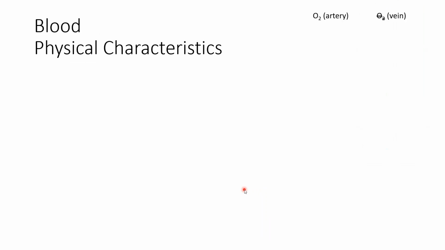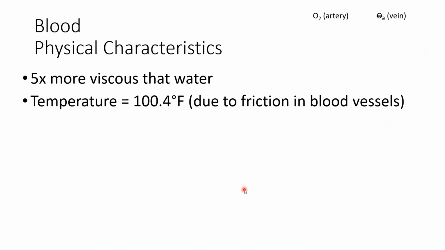So, what are some characteristics of blood? The physical characteristics. One of them is it's more viscous than water. So, when we say the word viscous, what are we talking about? Well, we're talking about thickness. So, for example, honey is thick, syrup is thick, motor oil is thick. When you pour it, it's very thick. Blood is that way as compared to water. So, about 5 times more thick or viscous than water.